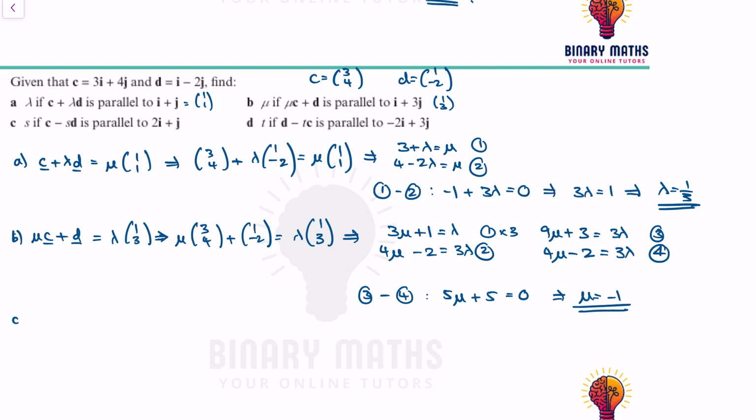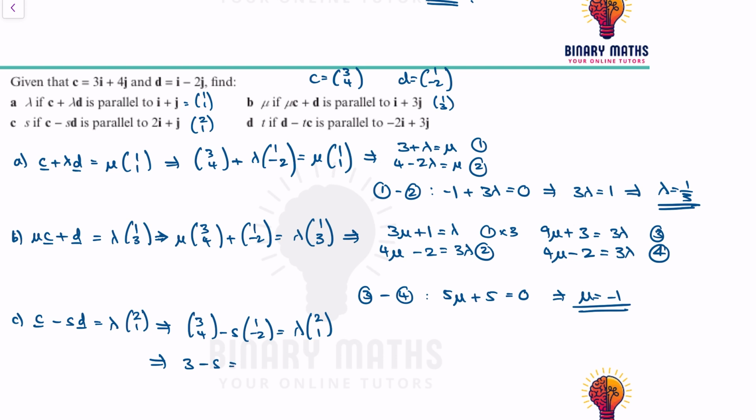See now? C take away s times D is parallel to (1, 2). So let's call it lambda times (2, 1), which means C, which is (3, 4), minus s times (1, minus 2) is equal to lambda times (2, 1). So you get the equations 3 minus s is equal to 2 lambda, and 4 plus 2s is equal to lambda.